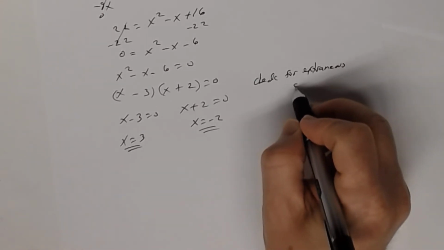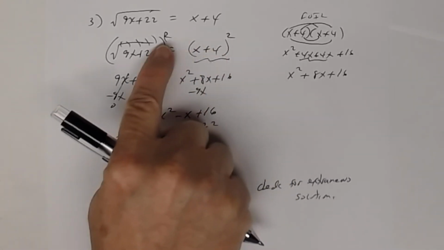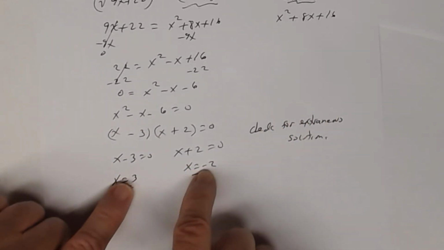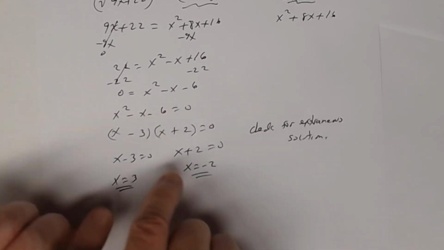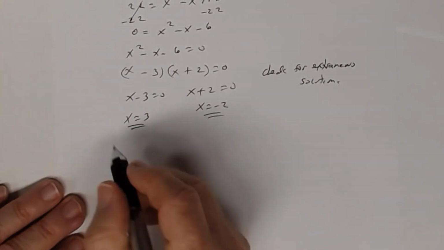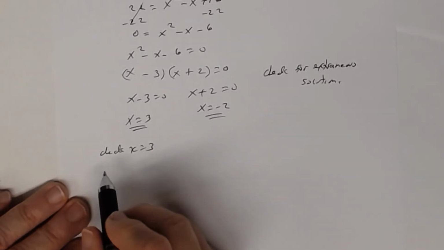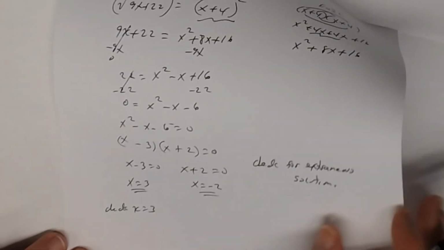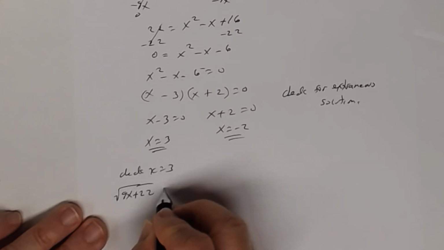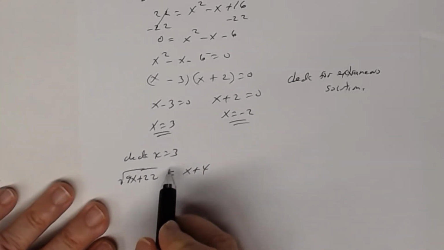All right, so check for extraneous solutions, because remember, when you raise both sides of an equation to an even power, you could introduce false solutions. So these two numbers are solutions to this quadratic, but they may not be solutions to the original. So let's check x equals 3. I always go back to the original, and remember, this is the original. So my original is the square root of 9x plus 22 equals x plus 4. I see the variable x on both sides. I'm going to substitute 3.